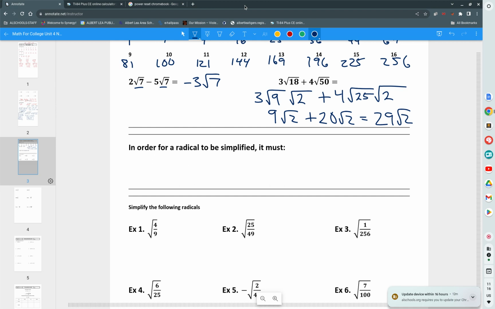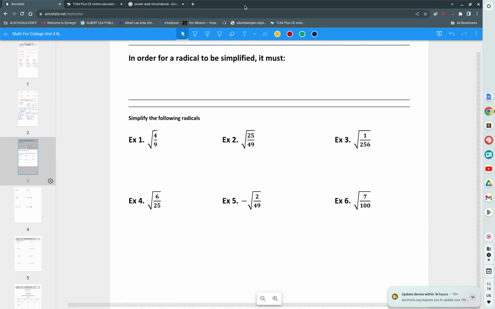Okay? In order for a radical to be simplified in terms of dividing, it must have all perfect squares removed. Okay, got to remove all perfect squares. And no radical in the denominator.